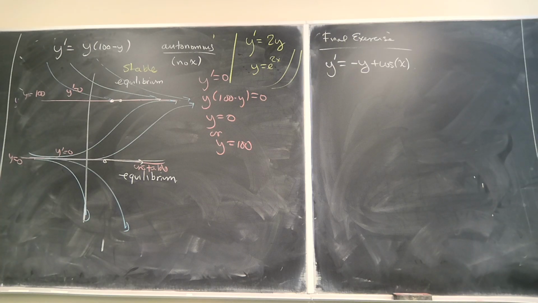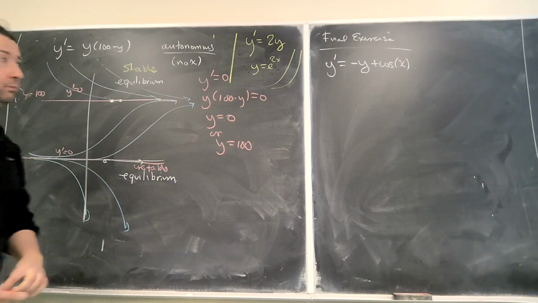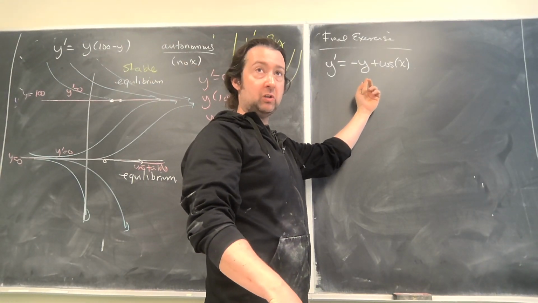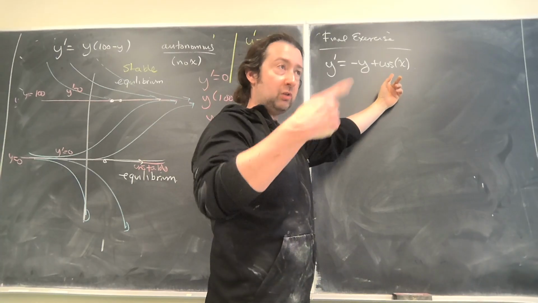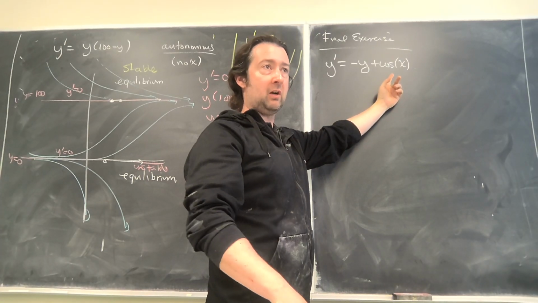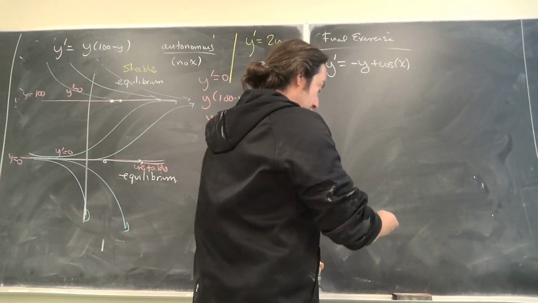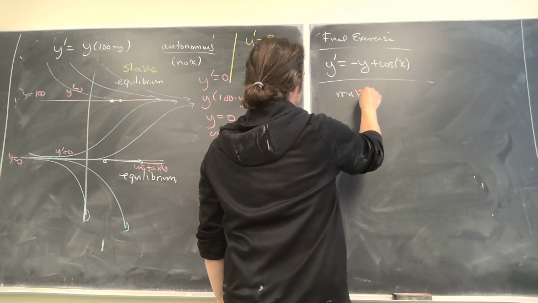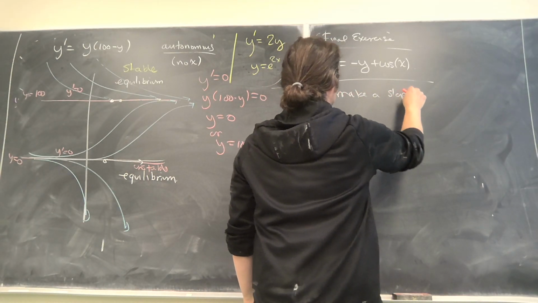Somebody comes along and says, I got a physical problem. That's the model I came up with. The rate of change of the problem is dependent on not only whatever the current value of the function is, but there's also this forcing term or driving term in terms of x that's causing it to shift around. So your goal is to make a slope field.